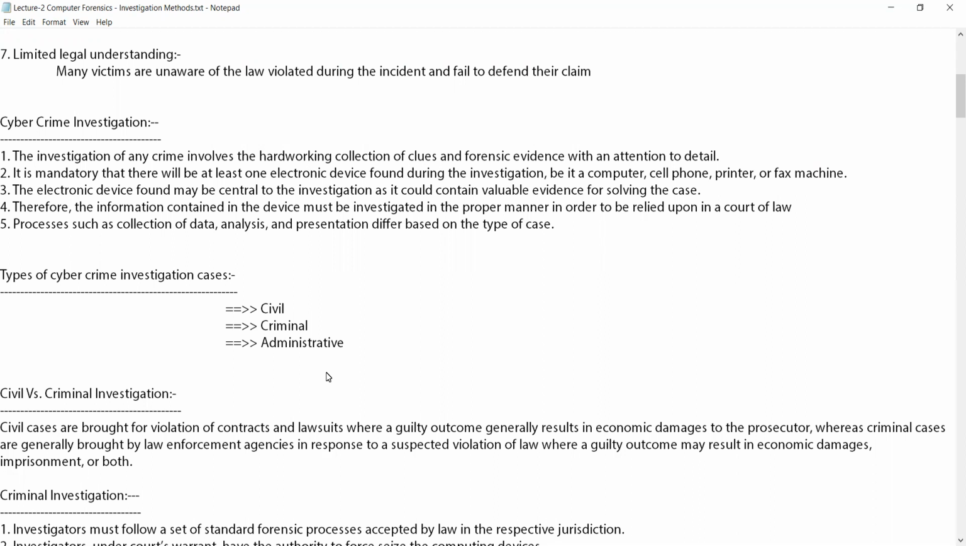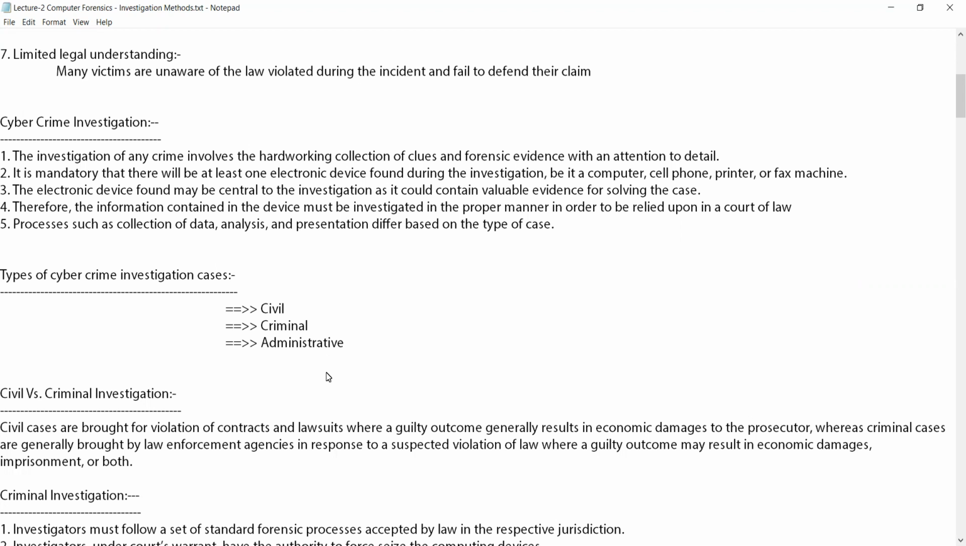The second point is that it is mandatory that at least one electronic device will be found during the investigation, be it a computer, cell phone, printer, fax machine, etc. If you're working as a cyber forensic investigator, it's mandatory that you find at least one electronic device during the investigation. The electronic device could be anything like a cell phone, computer, printer, fax, etc.